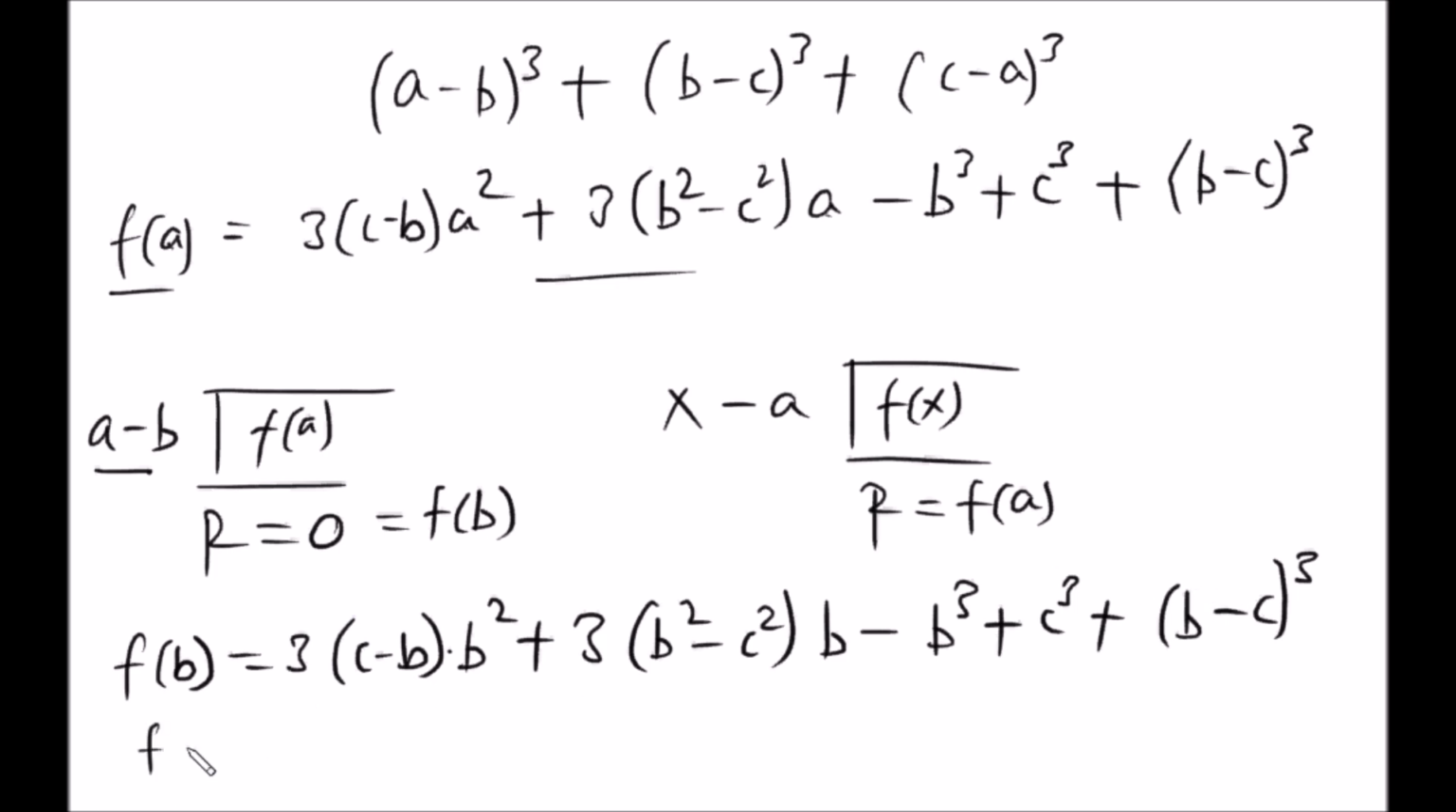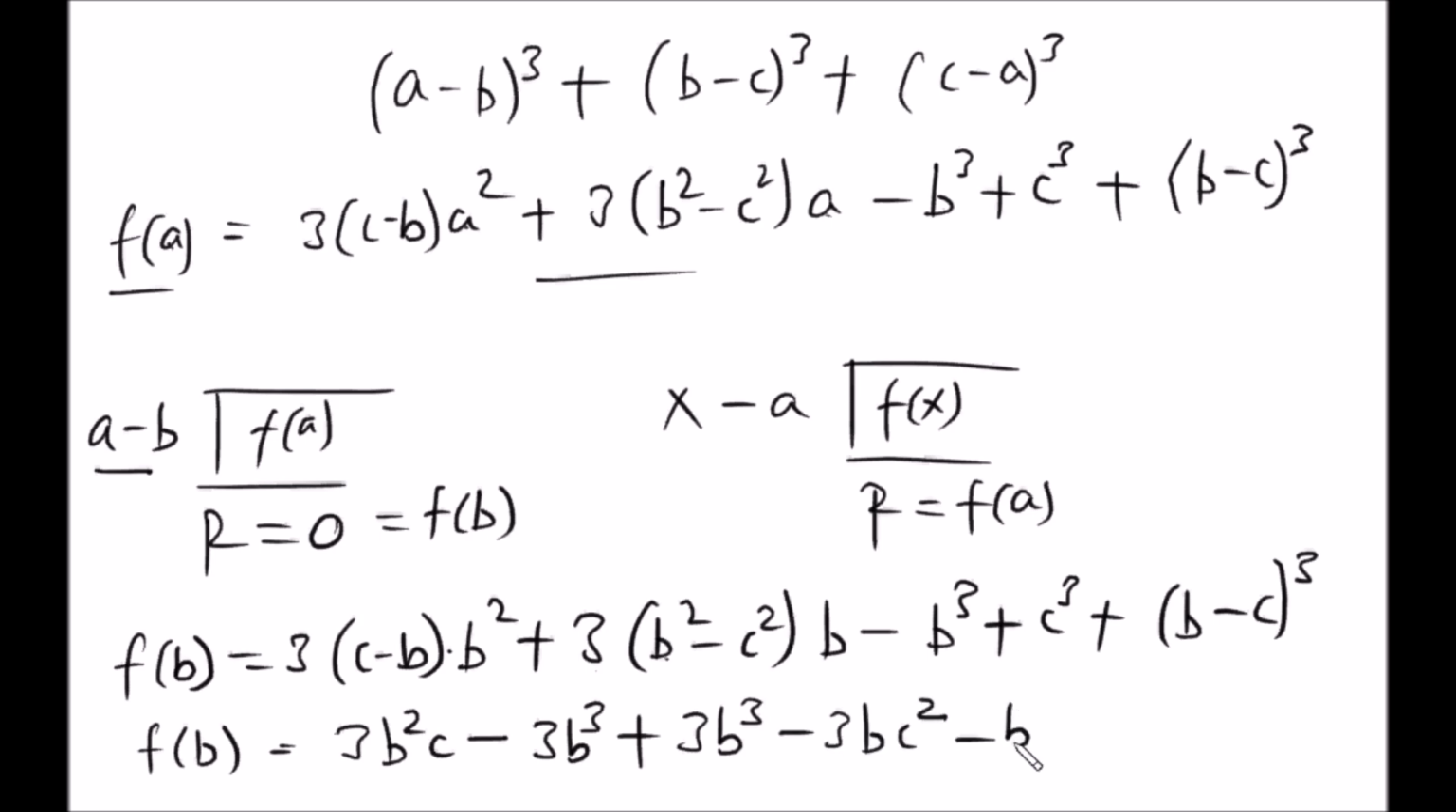So f of b now itakuwa sasa na nini? Hii b square ingize ndani, so it's gonna be 3b squared c minus 3b cube plus, so 3 times b squared times b, 3b cube again, minus 3b c squared, so tunabaki now b cube plus c cube plus b minus c cube. So it must be equal to 0, ndo tutasema a minus b is a factor of f of a.